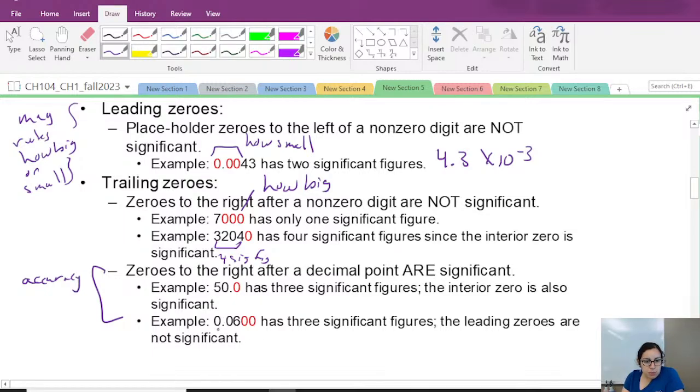And then in this example, 0.0600, of course the first one just shows how small, so that's not significant. But then these 3, right, this shows accuracy. So whatever we were using, if we were using a balance, right, it went out that many digits and it was 0, 0, we know that accurately.